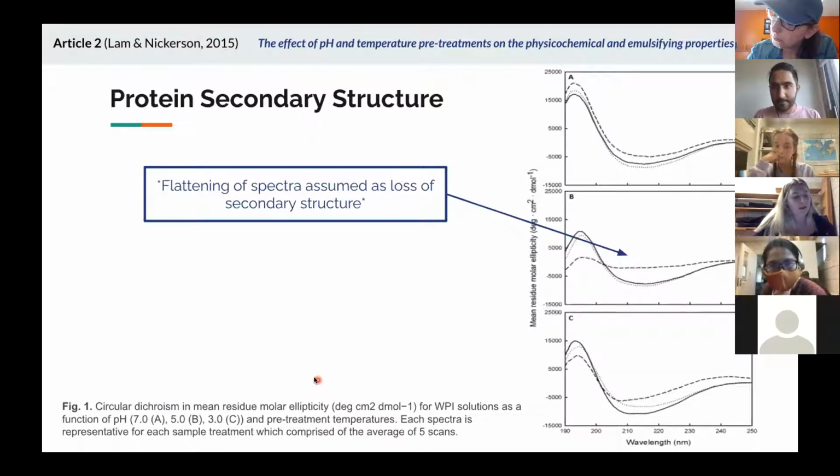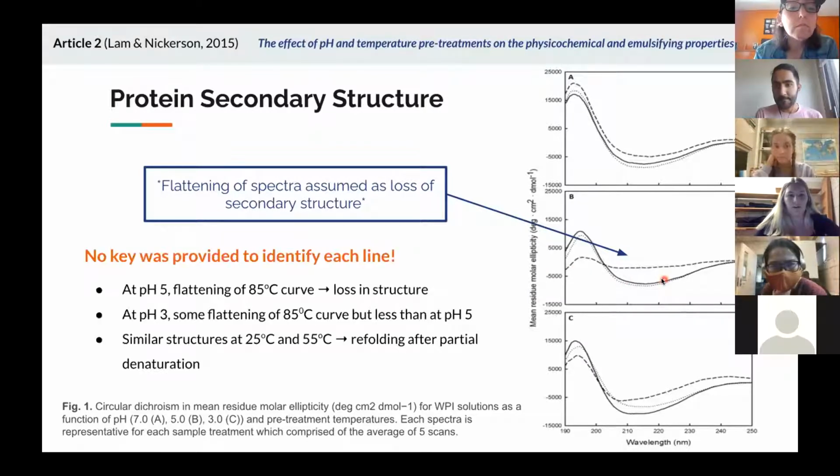So looking at protein secondary structure, flattening is assumed as a loss of secondary structure. So one thing I want to note first is that this figure had no key in the description or on the figure itself. So I'm relying on their discussion to identify which line is with which temperature. So this is obviously a big error on their end.